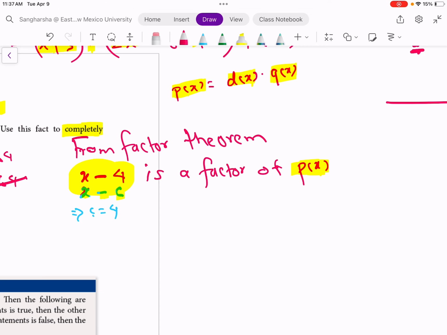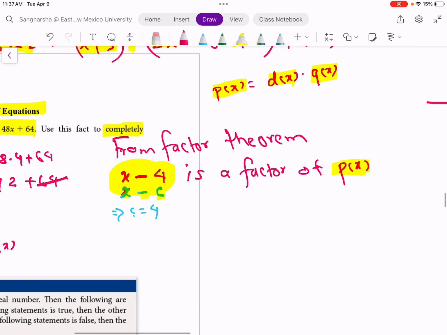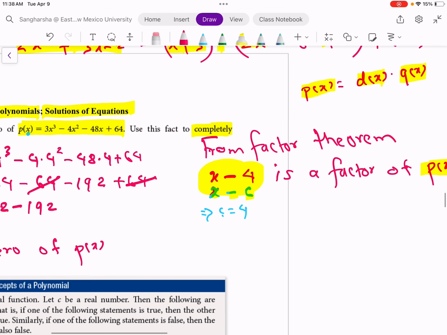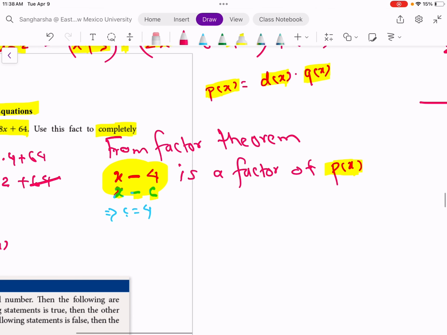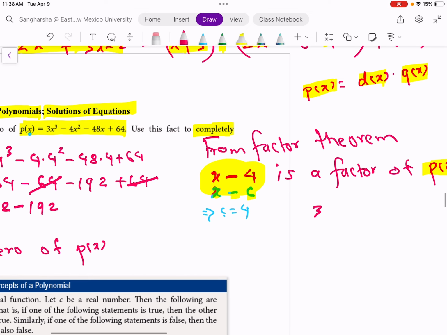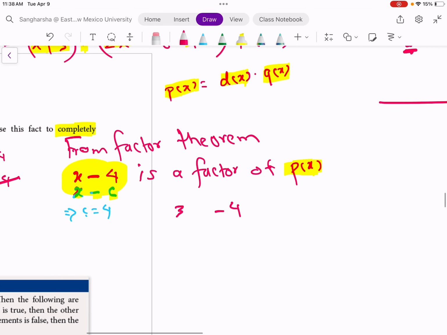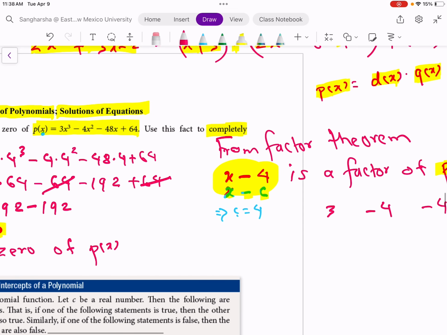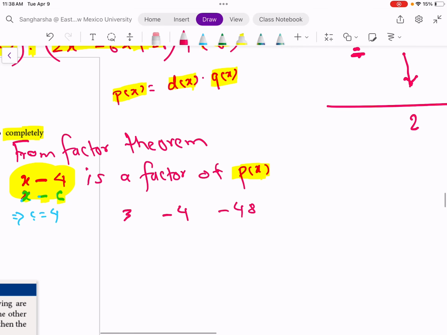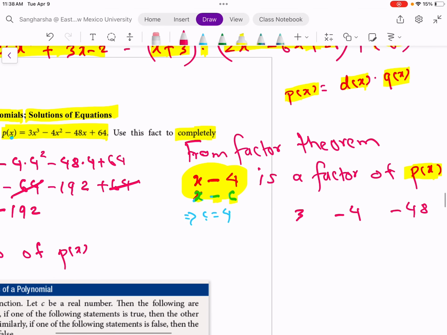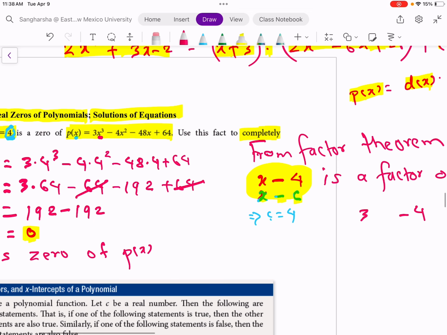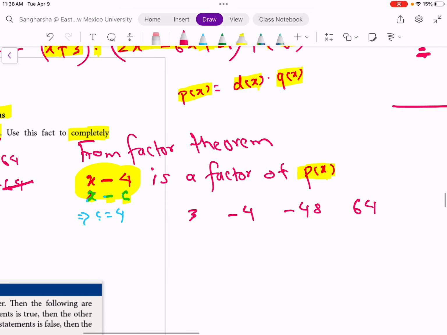Now we write down the coefficient of each term of our dividend. The coefficient of x cube is 3. The coefficient of x square is negative 4. The coefficient of x is negative 48. The constant is 64. And there is no missing term in the descending order. So we have x cube, x square, x, and a constant. We divide these coefficients by our c, which is 4.